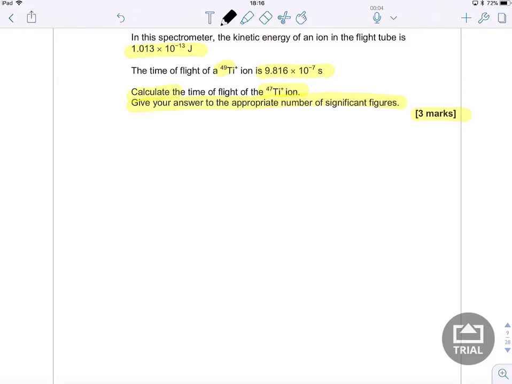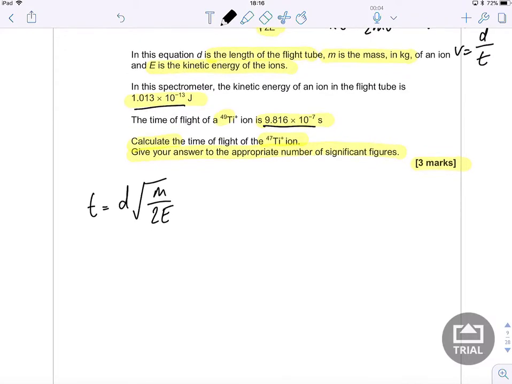So I'm going to use the equation that they've given me. Time equals distance multiplied by the square root of mass over 2 energy, or 2 kinetic energy. I'm going to rearrange this because I know the time and the energy, and in the last question I worked out the mass of a titanium 49 ion. What I don't know is the distance of the flight tube. So that's what I'm going to work out first. If I can work that out, then I might be able to work out the time it takes for the titanium 47 ion to travel along that tube.